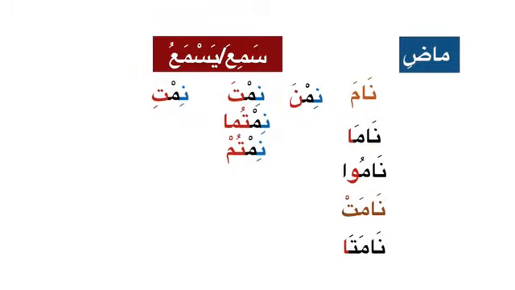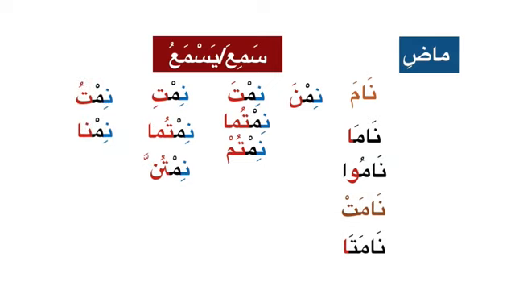So if you go to bab sami'a yasma'u, it's nama, nama, namu, namat, namata. So again here what we have is nimna. We know why it is nimna, because it is bab sami'a. So the fa kalima will get kasra and the weak letter is dropped. So it will be nimta, nimtuma, nimtum, nimti, nimtuma, nimtunna, nimtu, I slept, nimna, we slept.